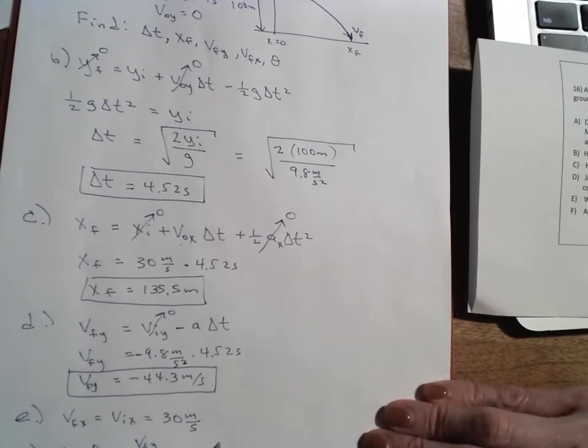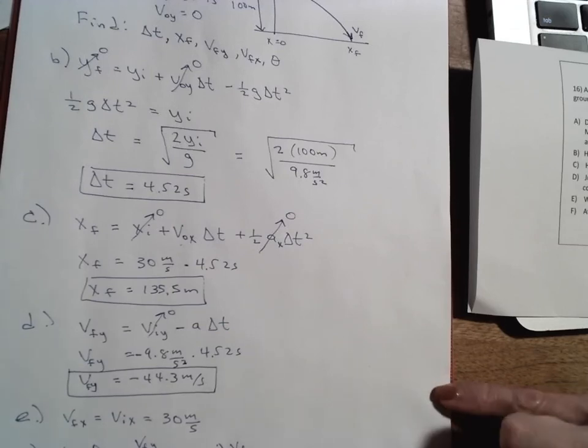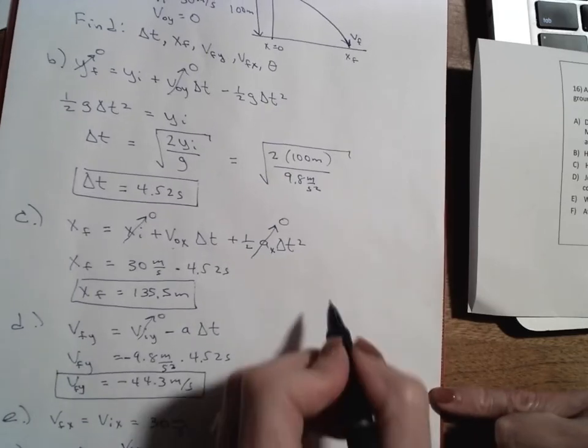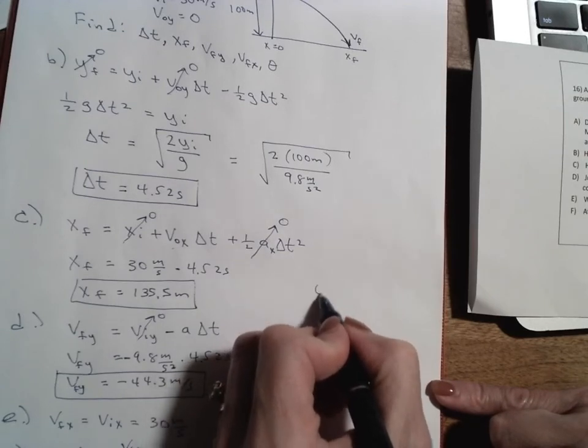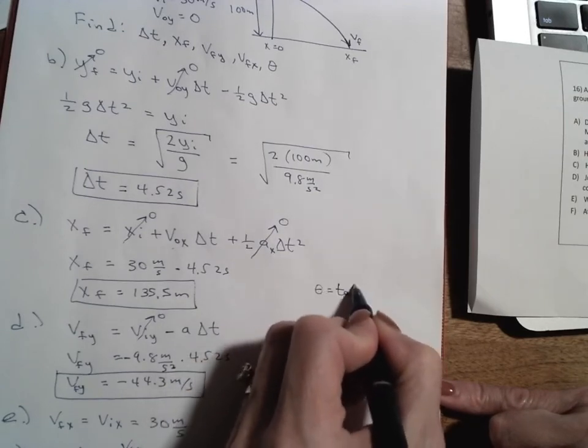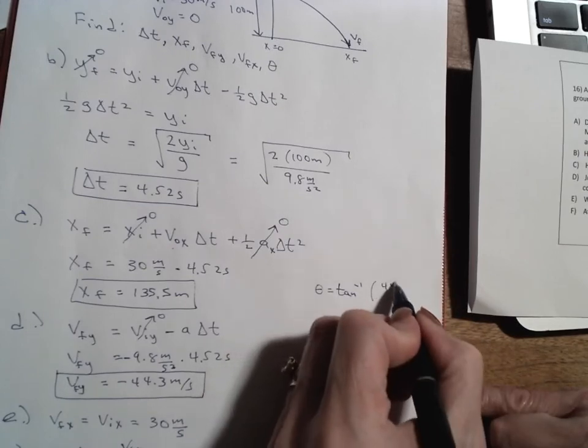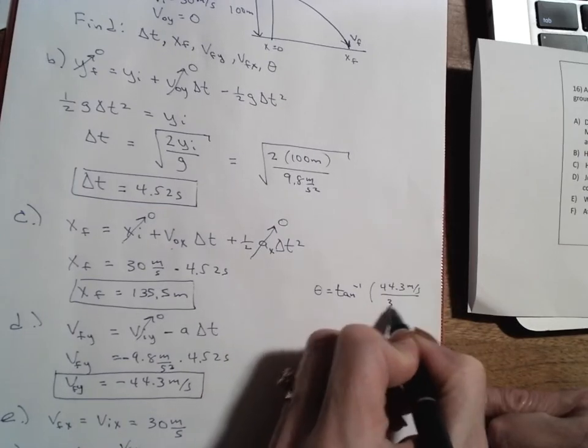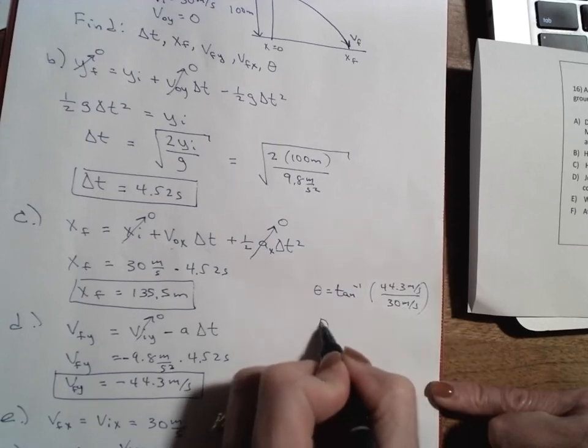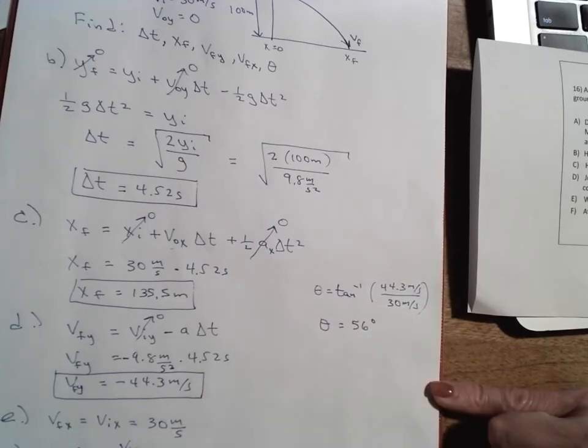So my final velocity looks like this. And my angle is here. This is my theta. So this is my v final, and this is my v final y. It's in the negative direction, and this is my v final x. So that's the angle that we're thinking about. So I'm just going to finish up here. So theta is equal to inverse tan of 44.3 meters per second divided by 30 meters per second. And so my theta is equal to 56 degrees, and it's measured here.